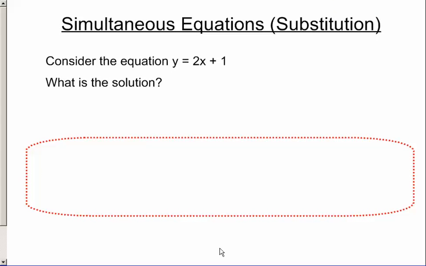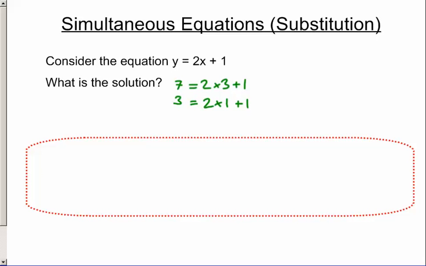In this video, we're going to look at solving simultaneous equations by a method called substitution. So first of all, consider the equation y equals 2x plus 1. What's the solution? Well, there are lots of solutions, because when x is 3, we get 2 times 3 plus 1, so y is 7. When x is 1, we get 2 times 1 plus 1, so y is 3.